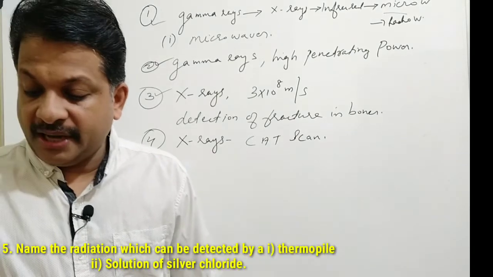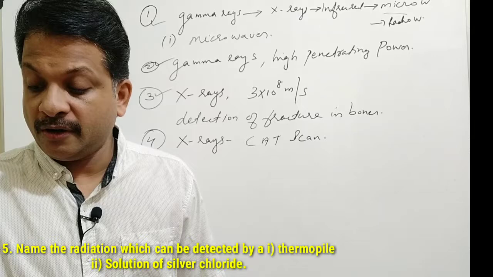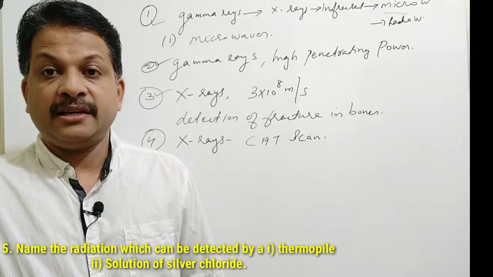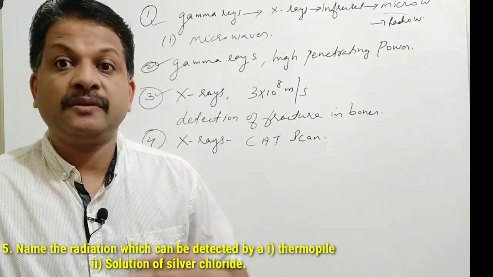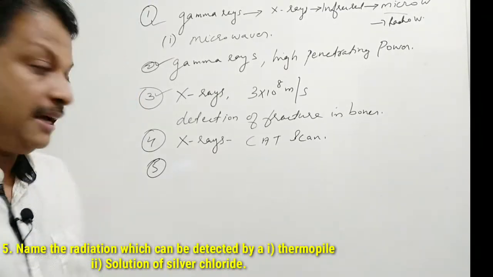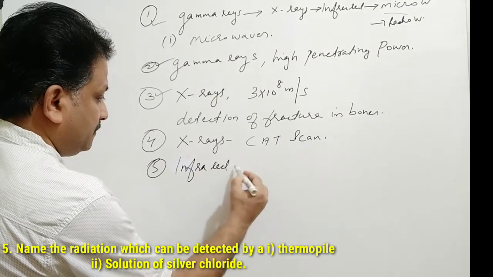Name the radiation which can be detected by a thermopile. Second, a solution of silver chloride. Which radiation is detected by a thermopile, which detects the heating effect, or a blackened bulb thermometer? It is nothing but infrared radiation. All of you know it.